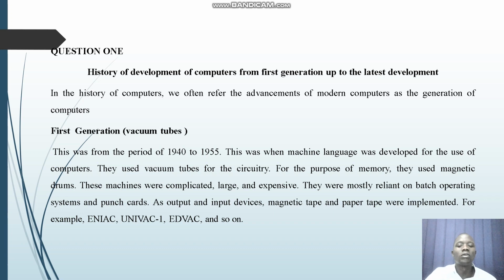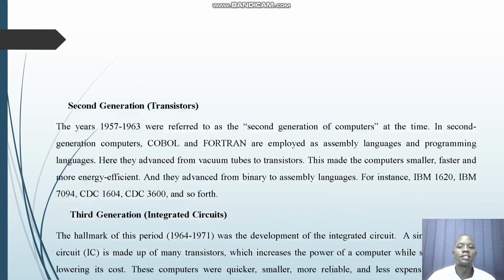The machines were complicated, large, and expensive. They were mostly reliant on batch operating systems and punch cards. As input and output, magnetic tapes and paper tapes were implemented. For example, the UNIVAC 1, and so on and so forth.